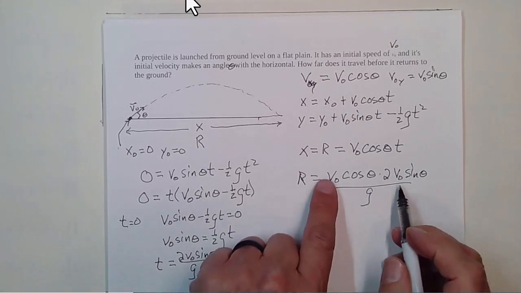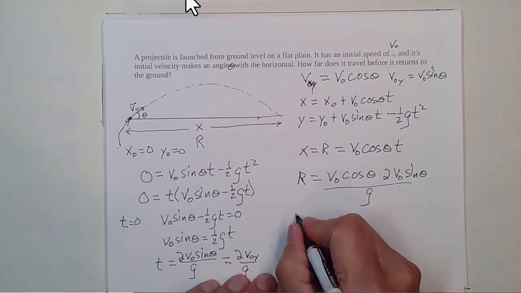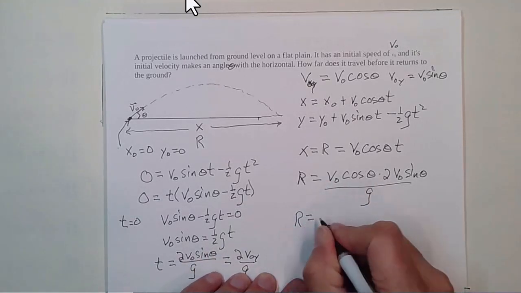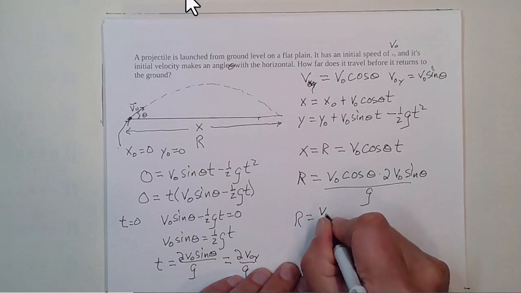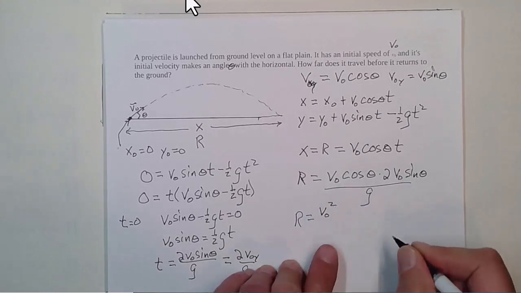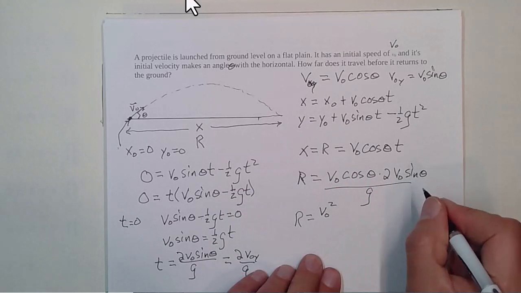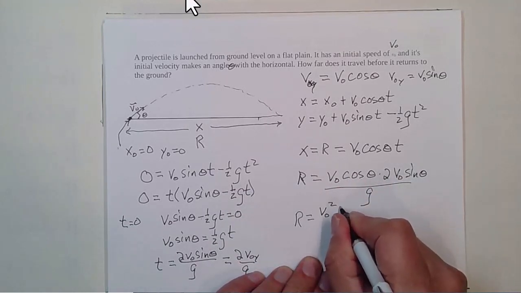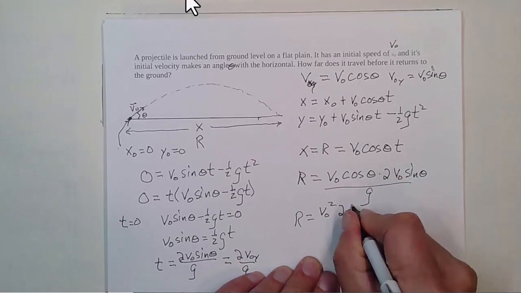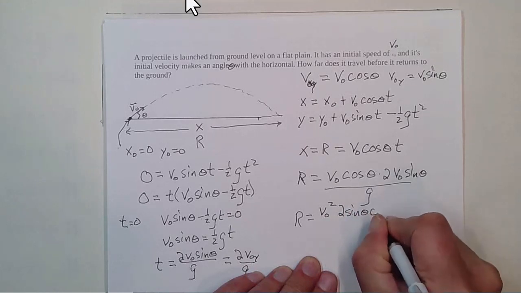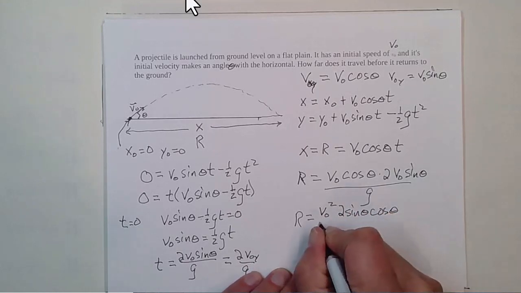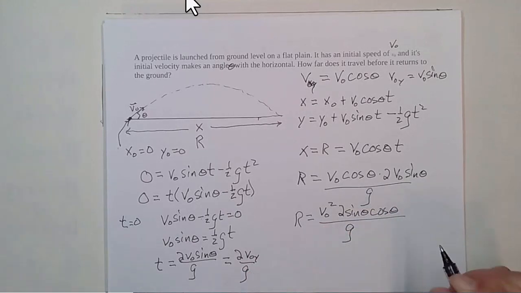I'm going to stick the two v naughts together, and I'll have v naught squared out front, and then I'll take that 2 and the sine theta and the cos theta, and that happens to be a trig identity. 2 sine theta cos theta is actually equal to the sine of 2 theta.